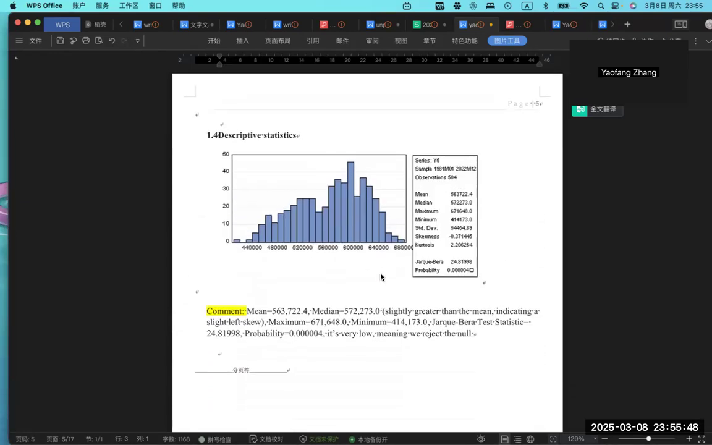To better understand the nature of our time series, we perform descriptive statistical analysis. From this graph, we can see the mean is equal to 563,722, and we also see the maximum and minimum. But the most important is that the probability is very low, meaning we reject the null.